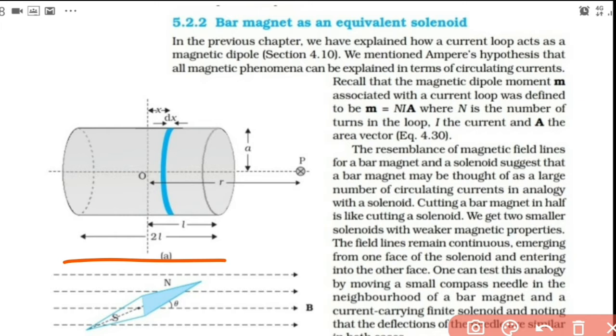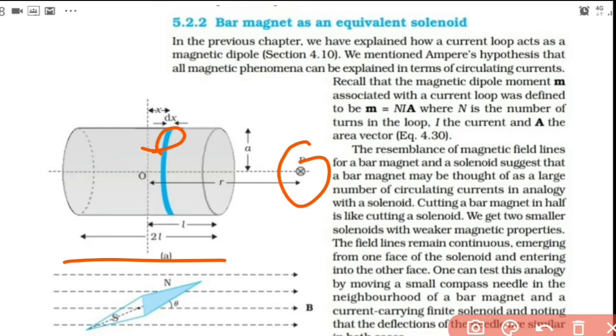So actually this is a bar magnet and we are assuming it to be a circular coil of that many turns. The magnetic length is 2L and half length is L. To find the magnetic field due to this bar magnet, we consider it as a solenoid. Due to the solenoid at a point P as shown in the diagram, first of all we need to find the magnetic field due to a very small element of length dx at the point P.